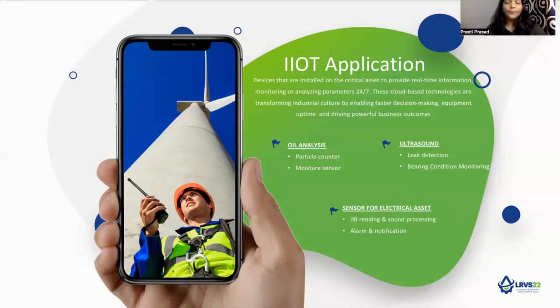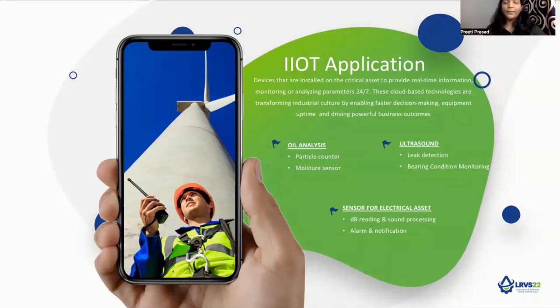So what is IIoT? IoT devices are installed in your system and provide you real-time information, monitoring your system 24 by 7. These are cloud-based technologies which help you: if there is any deviation in your system or parameters, you will be informed via SMS, emails or alarms, which helps you make decisions faster and know your system very well. You are very much connected to your equipment, just as I am connected with my watch. In the same way, you are connected with your system, knowing what is happening inside.